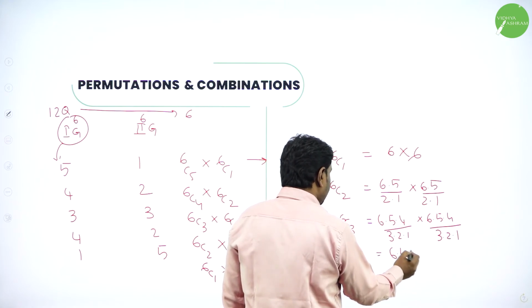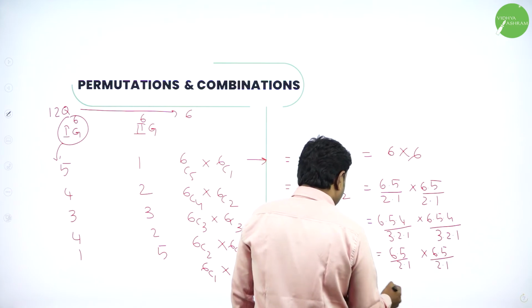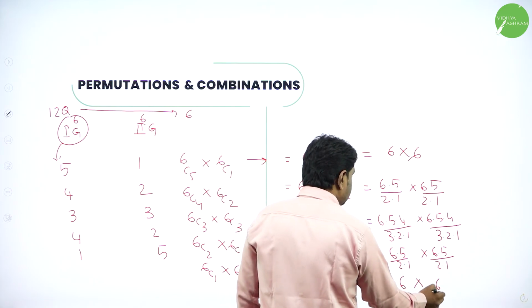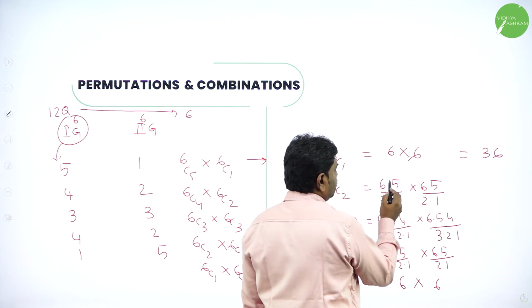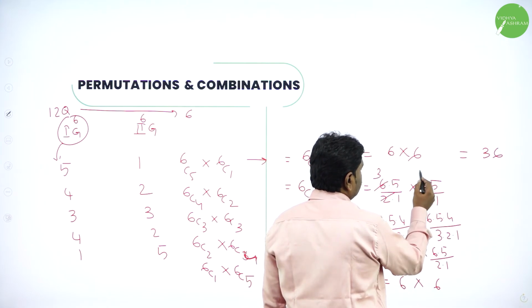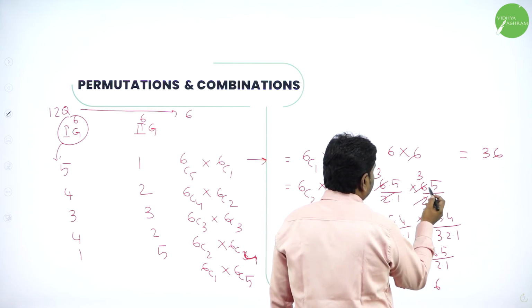And 6, 5 divided by 2, 1. Again 6 1 is 6. So now 6 6s are 36. Here 2 1s are 2, 2 3s are 6, cancels. And here we have 3 3s are 9, 9 into 25.